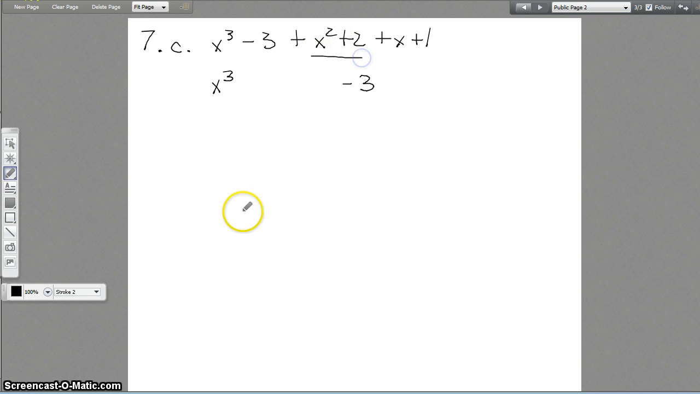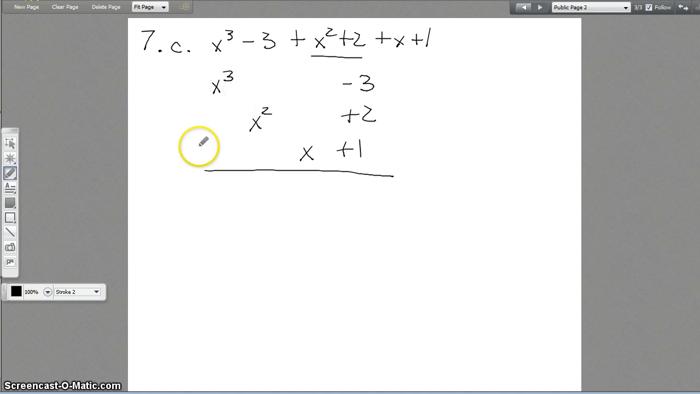The next one we had was x squared plus 2. So I'm going to put that here in the x squared column and then add 2. Then our last one was x plus 1. So now we have terms that are of the same degree in the same column.